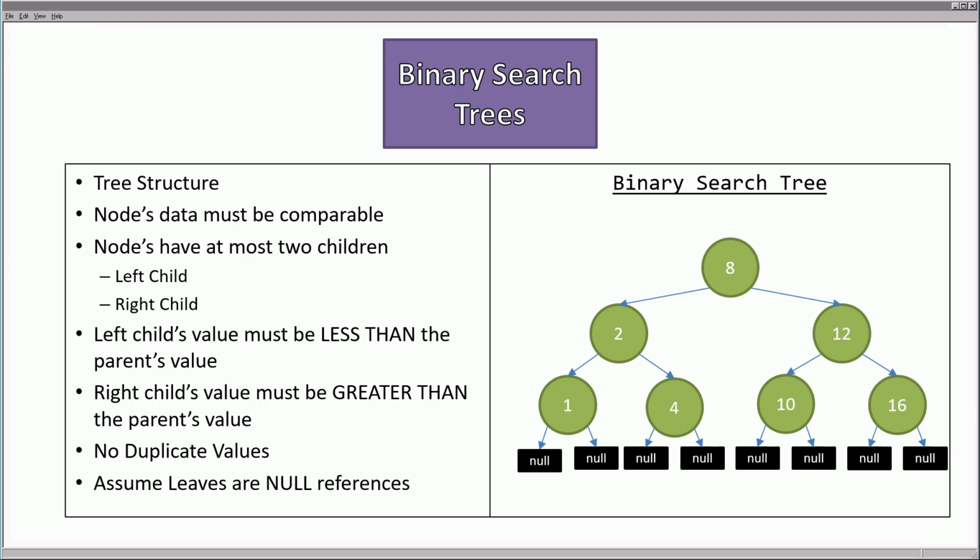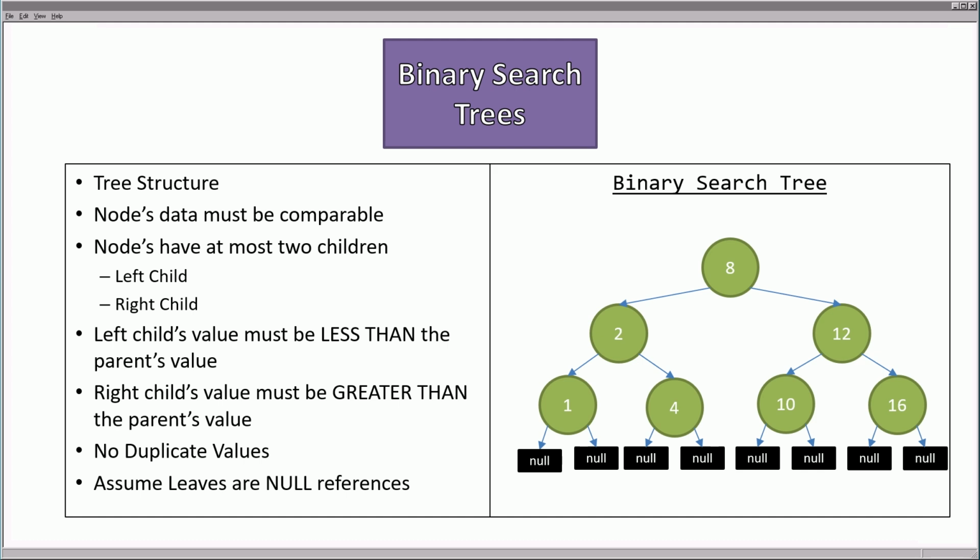Now, there is a very specific type of tree that's used a lot in computing, and that is called the binary search tree. Now, first of all, the binary search tree is a tree structure, so you don't have cycles. Now we start adding additional rules that make this into a specific kind of tree called the binary search tree. The first one, all the nodes' data has to be comparable in some way. Next, in a binary search tree, nodes have at most two children, a left child and a right child.